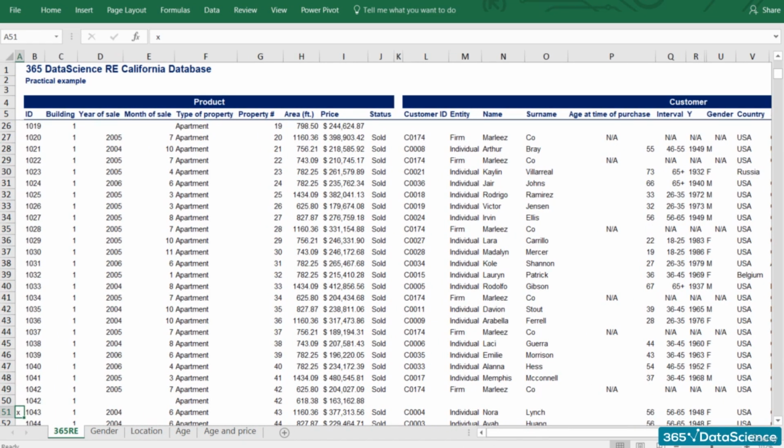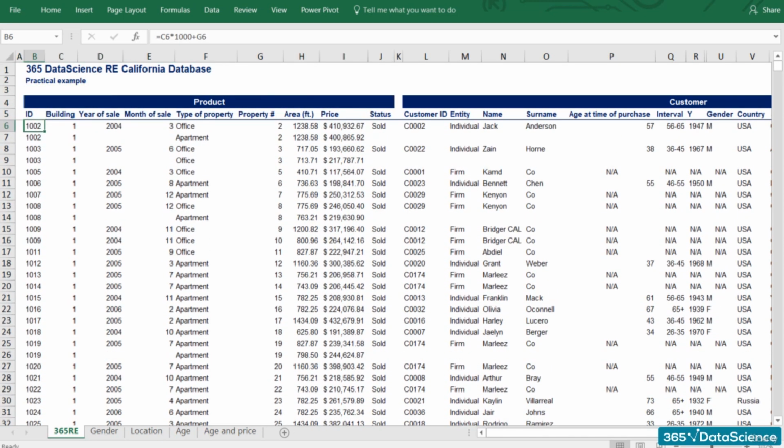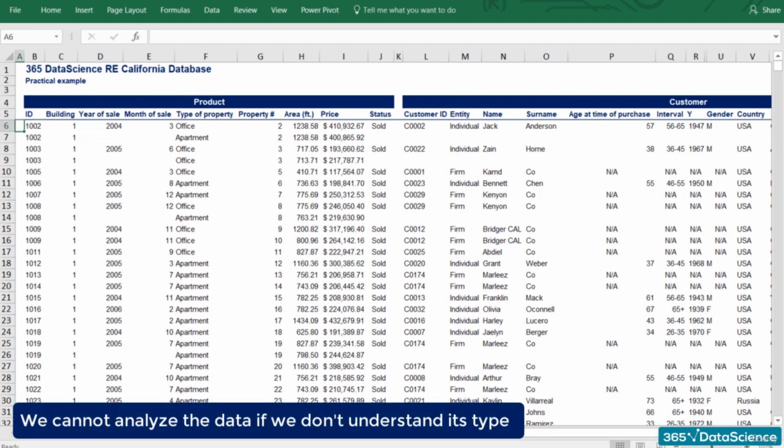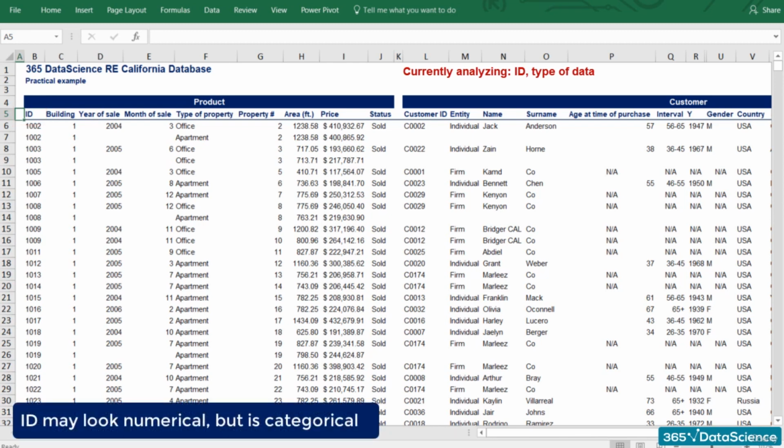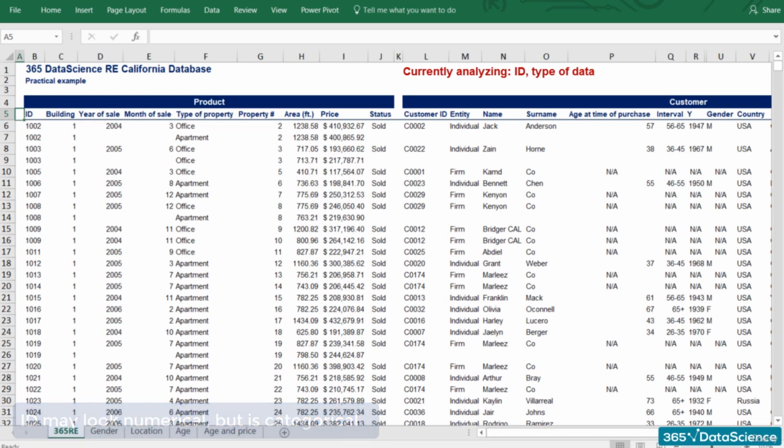Okay, now that that's out of the way, we need to dig a bit deeper into these variables. We will identify types of data and levels of measurement for some of them. This is a crucial step, as we cannot analyze the data if we don't understand its type. Let's start from the first column, ID. ID is the value that we assign to each item which lets us differentiate between products. It may look numerical to you, but in fact, it is categorical. That's very counterintuitive the first time, so let's clarify it a bit.